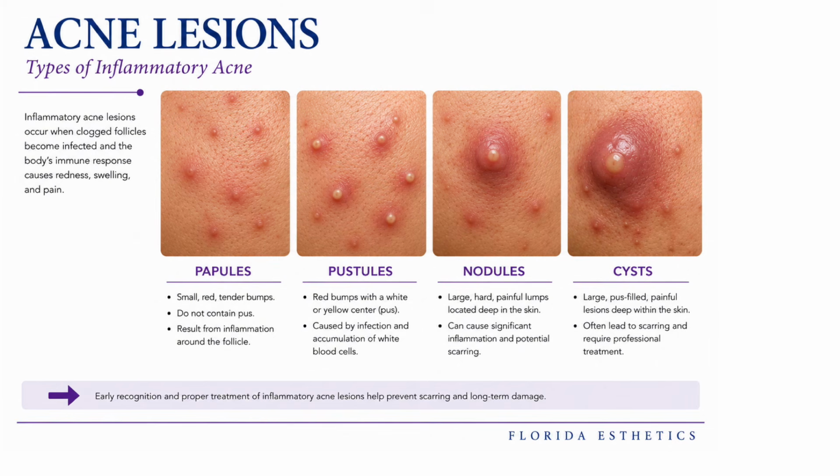Inflammatory acne lesions develop when blocked follicles become infected and inflamed. Unlike comedones, these lesions are usually red, swollen, and may be painful. There are four main types of inflammatory acne lesions. Papules are small, red, raised bumps without visible pus. Pustules are similar but contain a white or yellow center filled with pus.